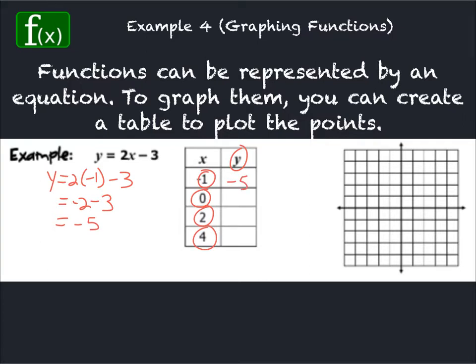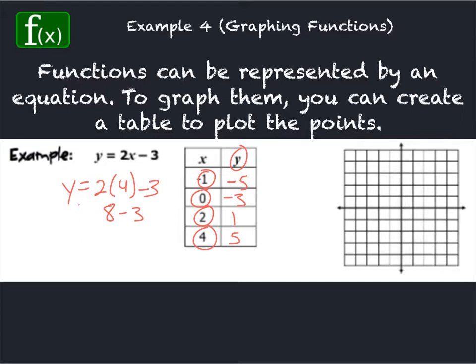Okay? You plug in 0 next, that would be y equals 2 times 0 minus 3, which would be 0 minus 3, which is -3. You plug in 2, it would be y equals 2 times 2 minus 3. 2 times 2 is 4, and 4 minus 3 is 1. And last, you plug in 4, it would be y equals 2 times 4 minus 3. 2 times 4 is 8, and 8 minus 3 is 5.